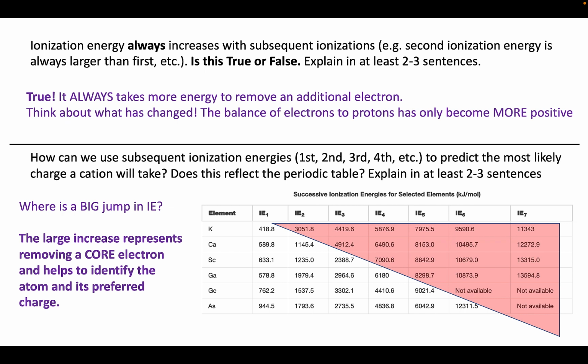The take home here is that by only looking at the ionization energy table, we can say, oh, here's a big jump. And if we don't know what the element is, we can determine how many valence electrons it must have and possibly identify what the element could be. This does reflect the periodic table. The key here is understanding successive ionization energies and what a big jump in ionization energy means.